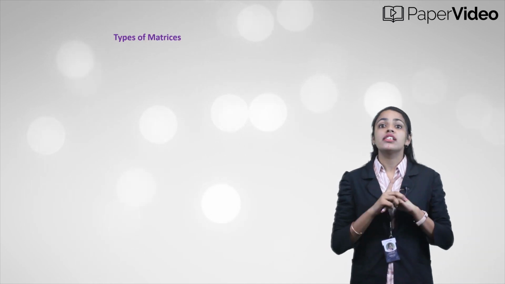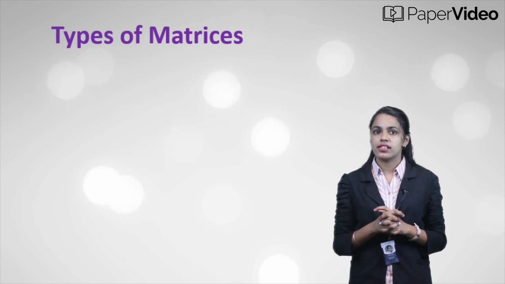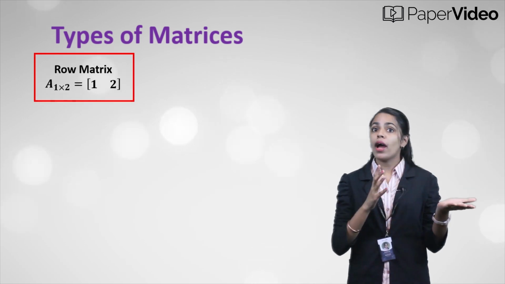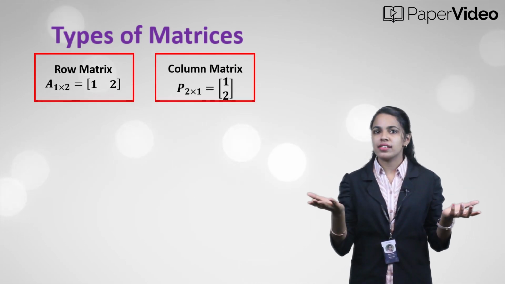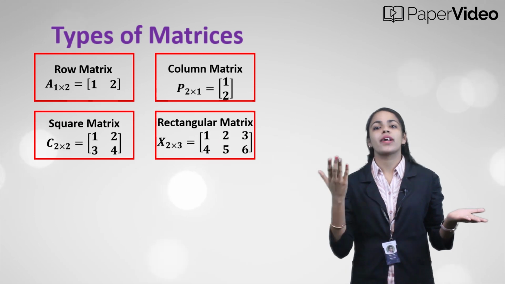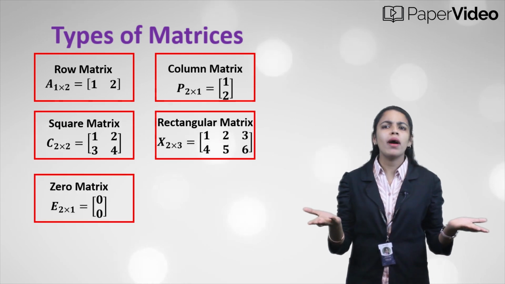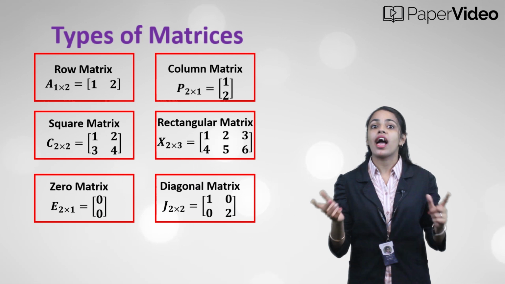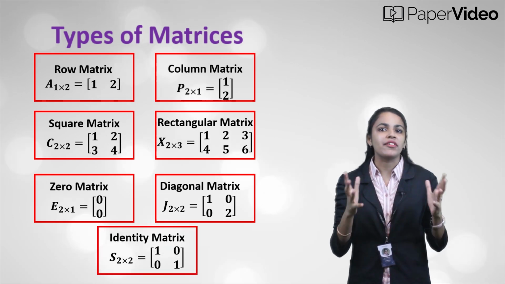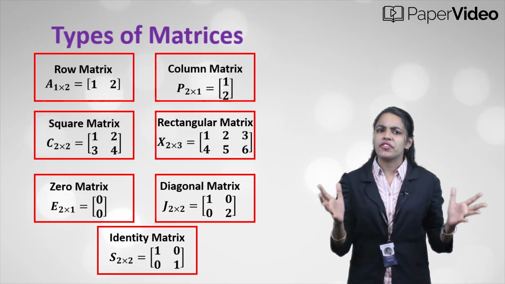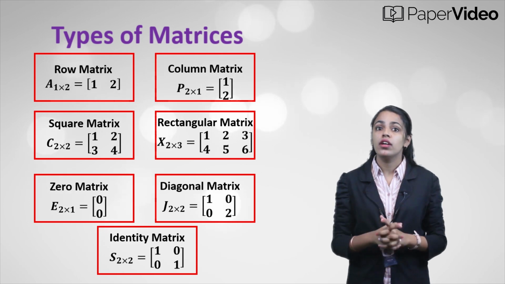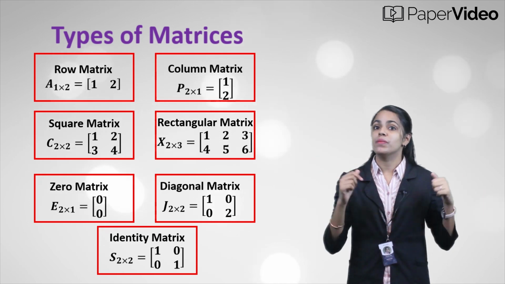So, in this video, we have learned 7 types of matrices, that is row matrix, column matrix, square matrix, rectangular matrix, zero matrix, diagonal matrix, and identity matrix. All these types of matrices are very useful in solving various problems.